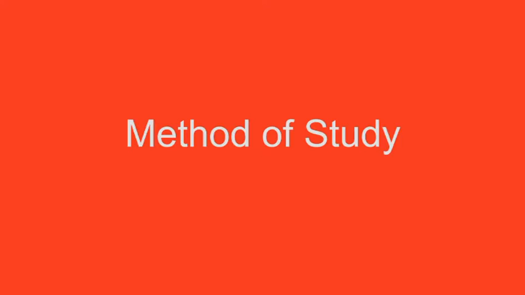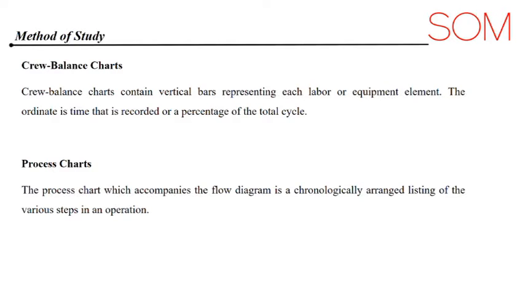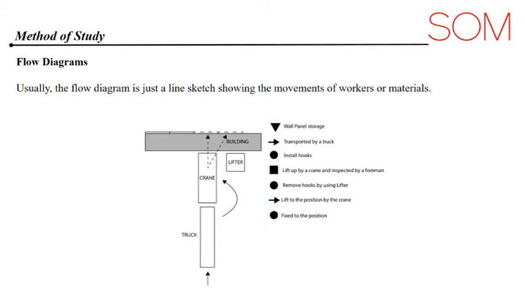Now let's talk about the method of study we used during the analysis. Generally speaking, 3 different productivity analysis methods were included in the study. Crew balance chart, which is a vertical graphic technique used to record and analyze the behavior of each labor at each time during a construction cycle. Process charts, a chronologically arranged listing of the various steps in an operation. Flow diagrams, a line sketch showing the movement of workers or materials, usually combined with process charts.